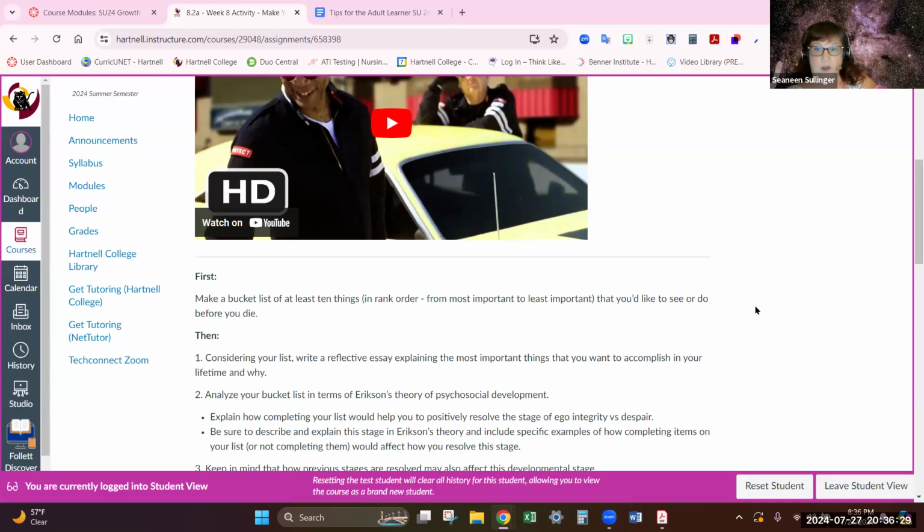So the original assignment called for 20 items. I knocked it down to 10 because I thought that would be a little bit easier, may or may not be easier, that you like to see or do. So that's the first part. Make the list and put it in order of importance. And then, taking your list into consideration, write a reflective essay explaining the most important things that you want to accomplish in your lifetime and why. So you want to go through that list then and explain why each thing is important to you and why you want to accomplish it.